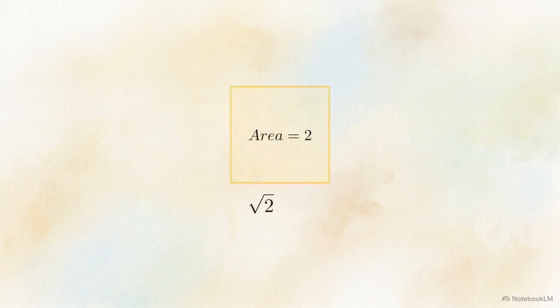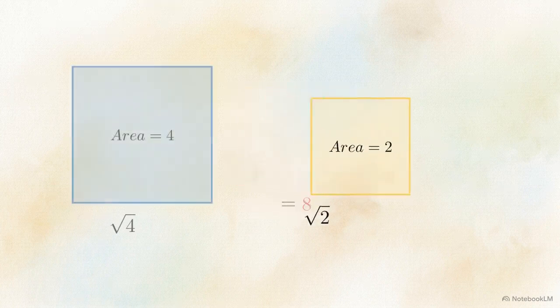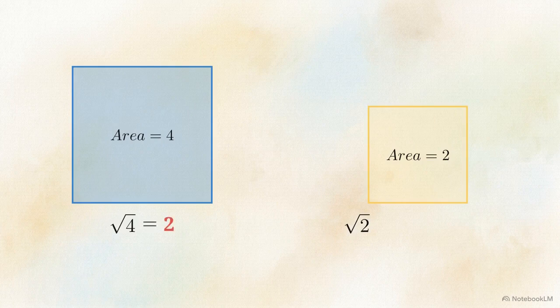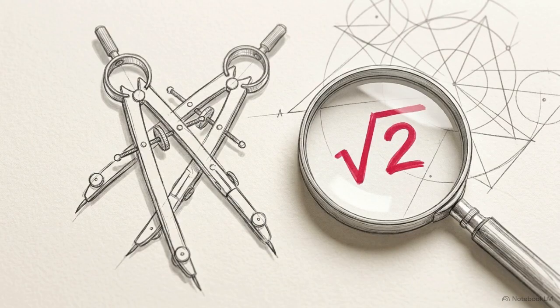But that raises an investigative question. What is the actual numerical size of that side? While the square root of 4 is a whole number we can easily name, the square root of 2 isn't so obvious. To find its value, we need a way to hunt it down.